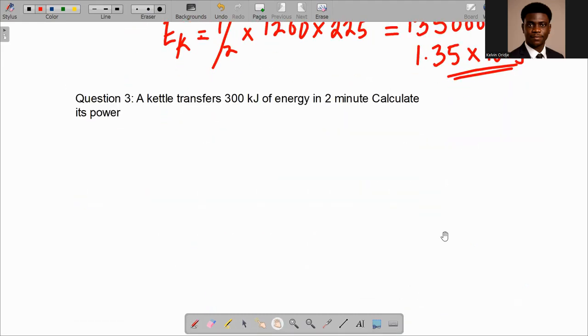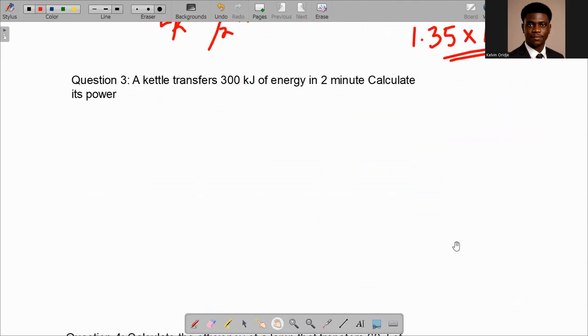As we go on to the next question, it says, a kettle transfers 300 kilojoule of energy in 2 minutes. Calculate its power. I want you for some seconds to pause the video and solve it yourself. All right, so let's solve together. The question says a kettle transfers 300 kilojoule of energy in 2 minutes. Calculate its power. So the energy is equal to 300 kilojoule.